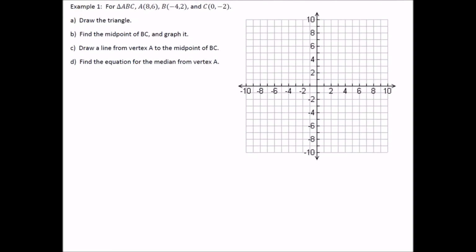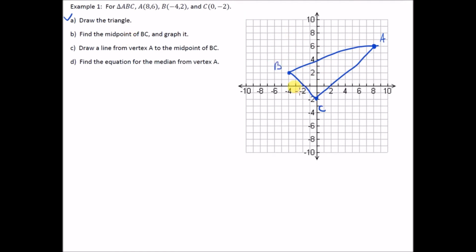Okay, example 1. So for triangle ABC, we have a coordinate for A, B, and C. First, let's draw the actual triangle, okay? So A is 8, comma 6. B is negative 4, comma 2. And C is 0, comma negative 2. Okay, and when we draw that triangle, we're going to go ahead and connect it with a ruler. Okay, so that's good.